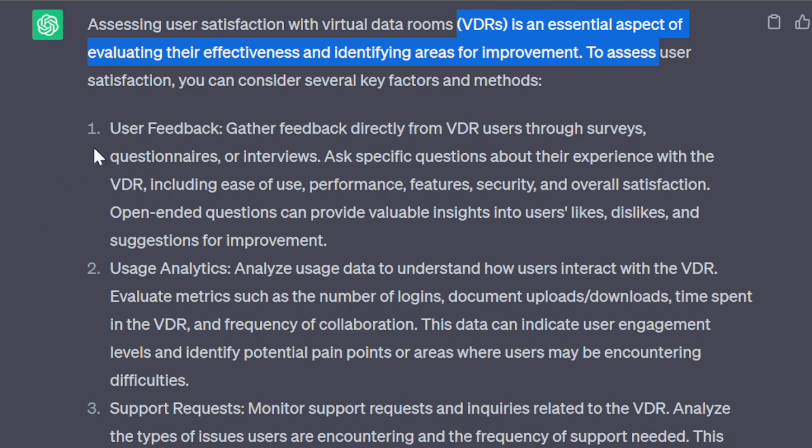Number 1. User feedback. Gather feedback directly from VDR users through surveys, questionnaires, and interviews. Ask specific questions about their experience with the VDR.